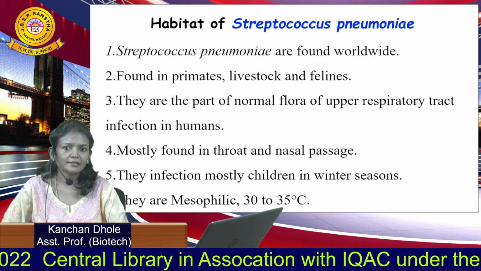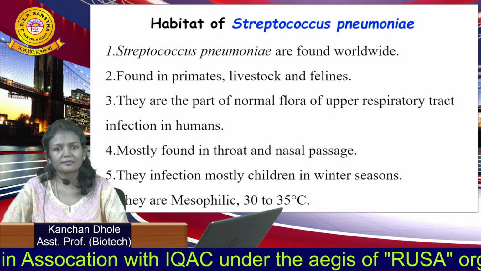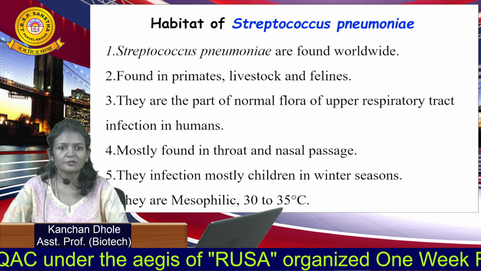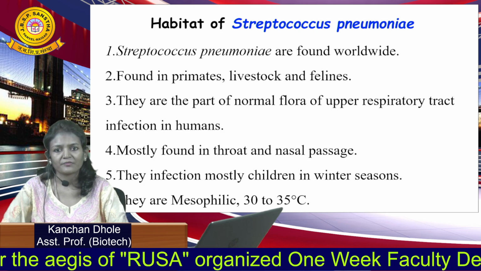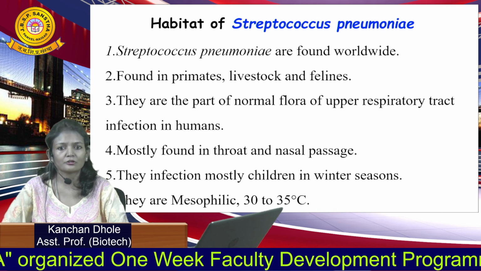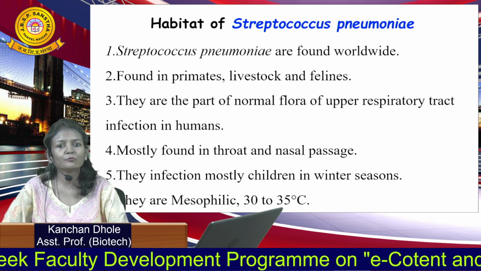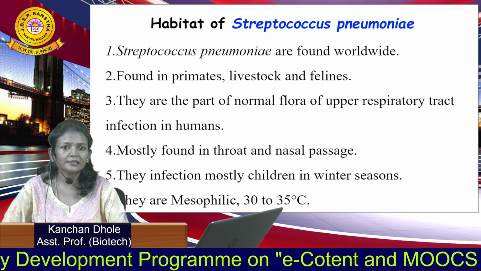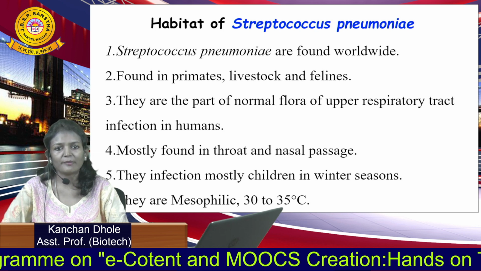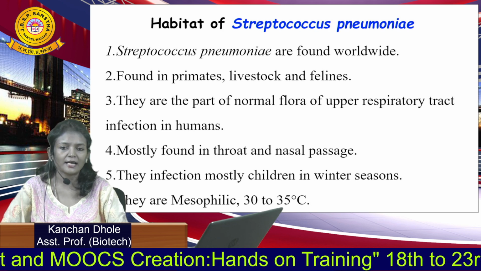Now, what is the habitat? Streptococcus pneumoniae are found worldwide, in primates, livestock and felines. They are part of the normal flora of the upper respiratory tract in humans. That is why pneumonia is caused by the pneumonia organism, also known as Streptococcus pneumoniae. Pneumonia is a respiratory tract infection mostly found in the throat and nasal passage, and it infects mostly children in winter seasons. They are mesophilic.